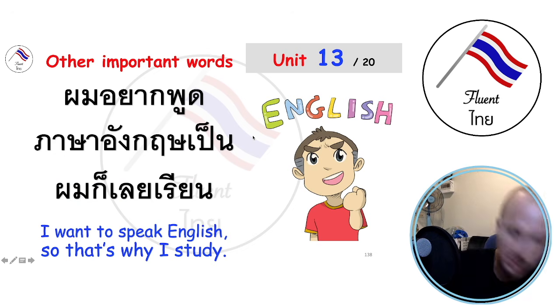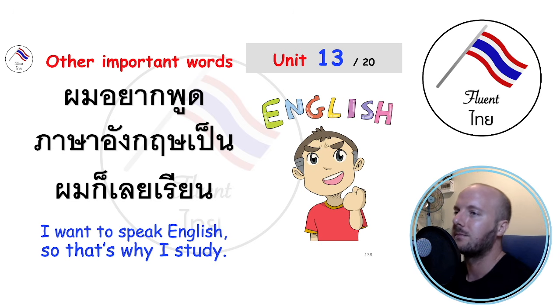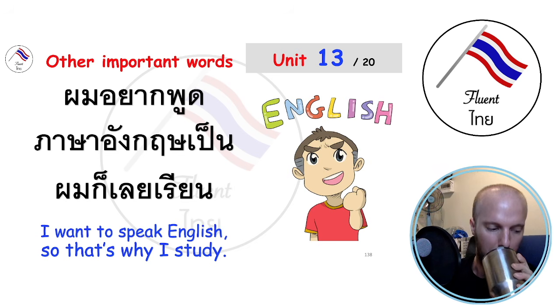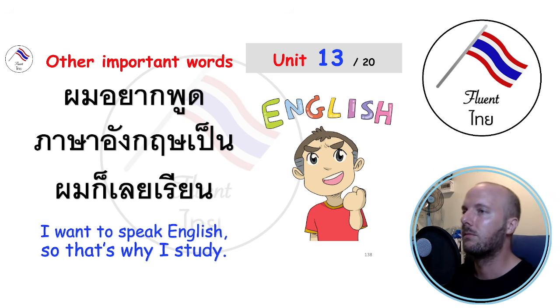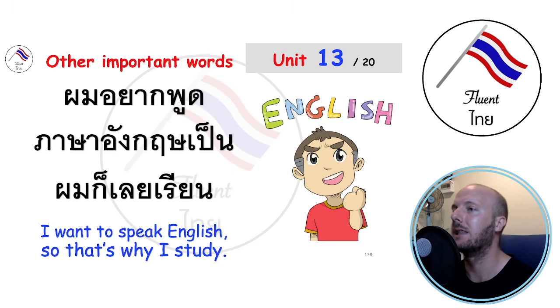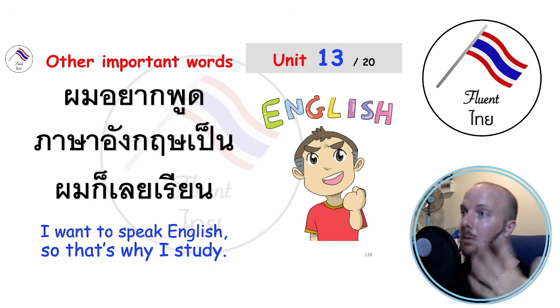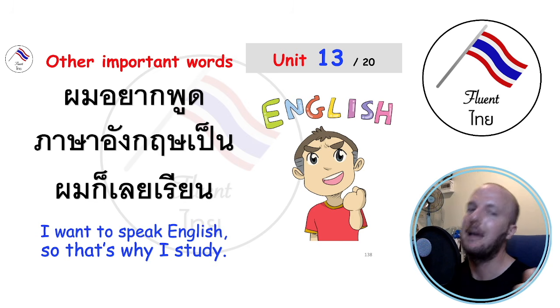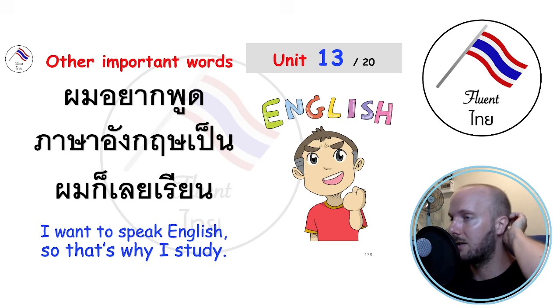I want to speak English, so that's why I study. ผมอยากพูดภาษาอังกฤษเป็นผมก็เลยเรียน. You'll notice here that we're using the word เป็น as an ability. If I said I can swim, I would say ผมว่ายน้ำเป็น. There are two ways that you can show ability in Thai. You could say the whole phrase like สามารถ and then ได้, so ผมสามารถพูดภาษาอังกฤษได้. Or you could just say เป็น at the end of the sentence. There are two ways to say ability.